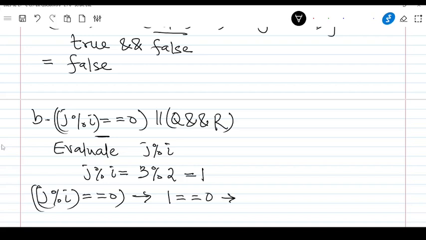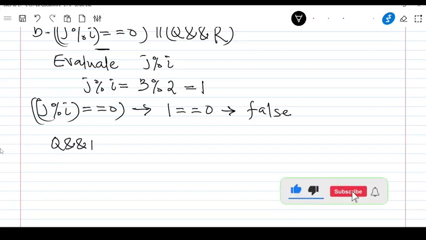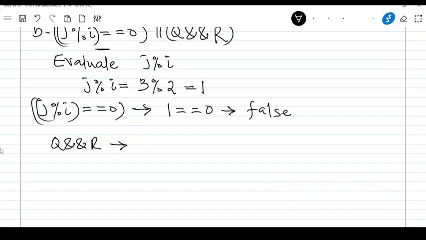Which is going to be what? False, because 1 is indeed not equal to 0. So for the second parenthesis now, we have Q and R. What is Q? Q is actually true, right? And what is R? R is false. So true and false is going to evaluate to false, right?